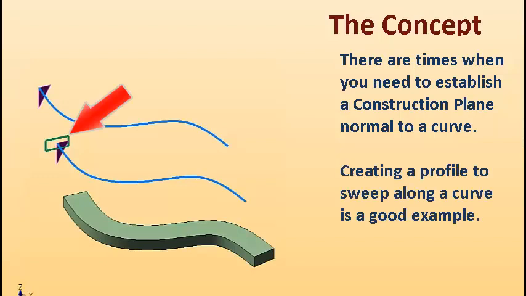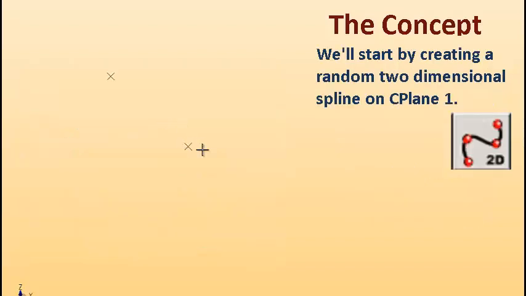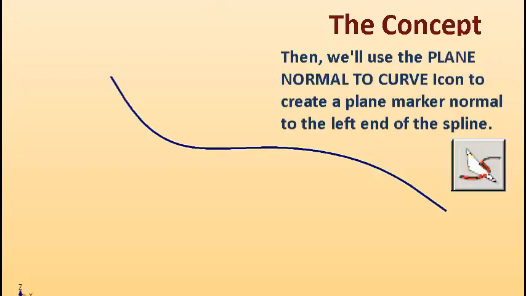There are times when you need to establish a construction plane normal to a curve. Creating a profile to sweep along a curve is a good example. We'll start by creating a random two-dimensional spline on construction plane 1.